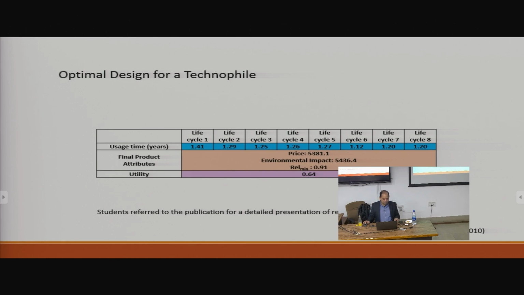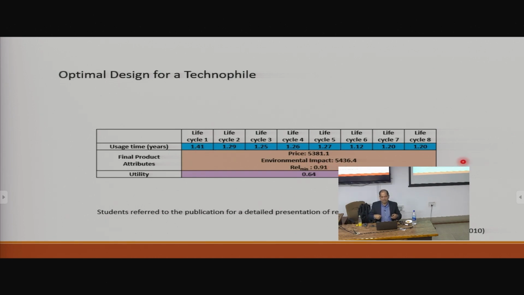I'll just show you the best solution for each customer group. So for technophiles, guess what? We have a lot of life cycles, as expected, because they want something new often. The lowest reliability we ever hit was 0.91. Since they are constantly replacing their systems, they also spend a lot of money and cause a lot of environmental impact, but they have a lot of reliability that comes out of it. And they're replacing their products every year.